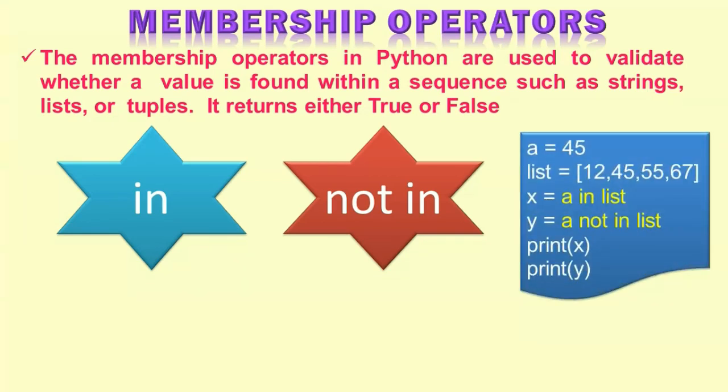As an example we can see A = 45 and we have a list of 4 elements: 12, 45, 55 and 67. Now we are assigning x = A in list. So the value 45 is present in the list. So it will print the value of x as true, whereas for A not in list, since A is in the list, the value of y will be false. So we will get the output for x and y as true and then false.